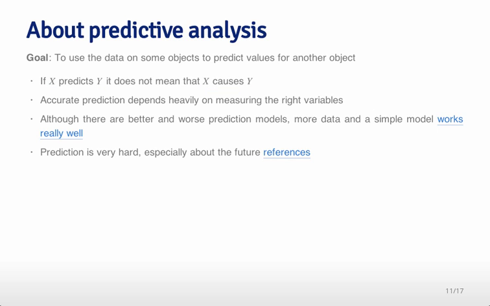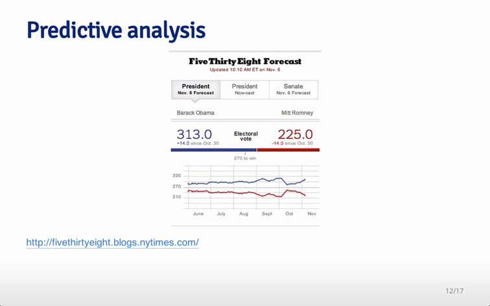Accurate prediction depends heavily on measuring the right variables. And although there are better and worse prediction models, it's pretty clear that more data and a simple model tend to work really well. Prediction is very hard, especially about the future. This is a funny quote that is very accurate, actually. I've linked to some references here where you can see other people who have said that same thing over and over.